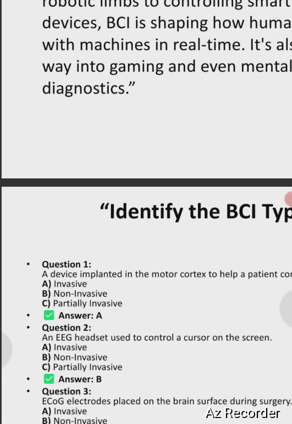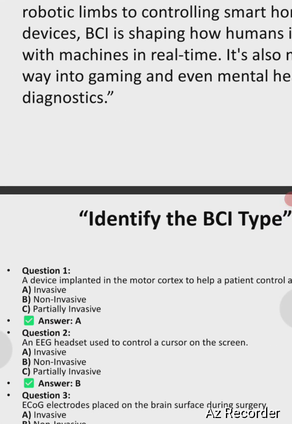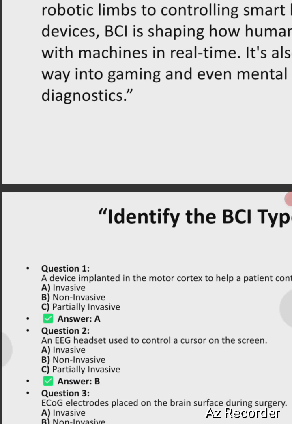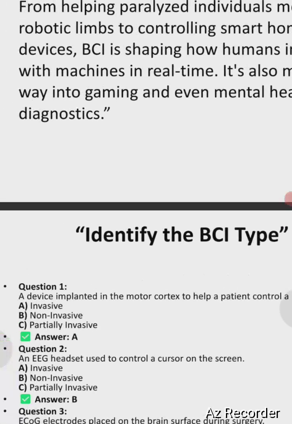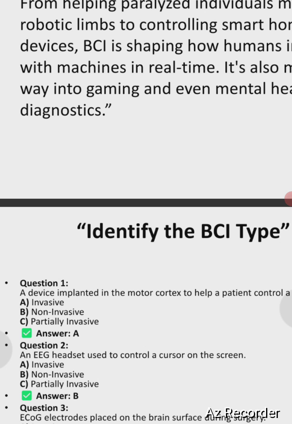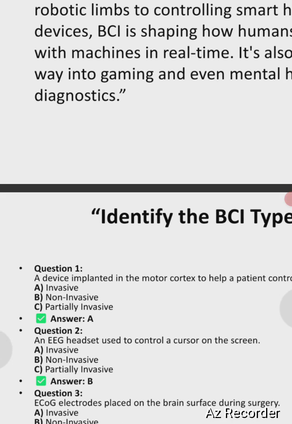What is the quiz we can see here? From this lecture 1.1 we can identify the BCI type. Question 1: a device implanted in the motor cortex to help a patient control a robotic arm is invasive, non-invasive or partially invasive? It is invasive, because you are implanting in the patient's motor cortex and taking the EEG signals out. Question 2: an EEG headset used to control a cursor on the screen. We are using an EEG headset or EEG cap, so that means non-invasive.